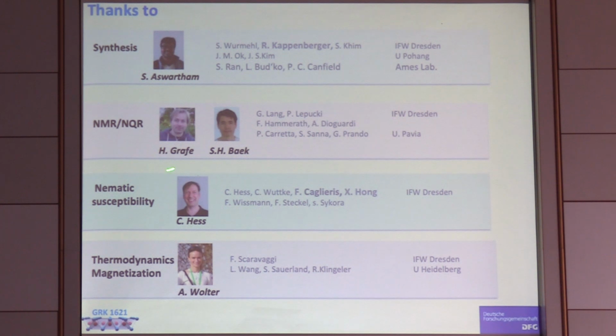Then I will discuss a lot what people now call nematic susceptibility, so strain derivatives of resistivity. That's done in Christian Hess's group, but it's Jiacheng Hong who is the main player in this game. He's sitting here in the audience, and Federico Caglieres developed these thermal power and Nernst effect measurements under strain. And then we also have thermodynamics, where Rüdiger is here in the audience, and Liran is in the audience, where we studied mainly the phase diagram of these systems.